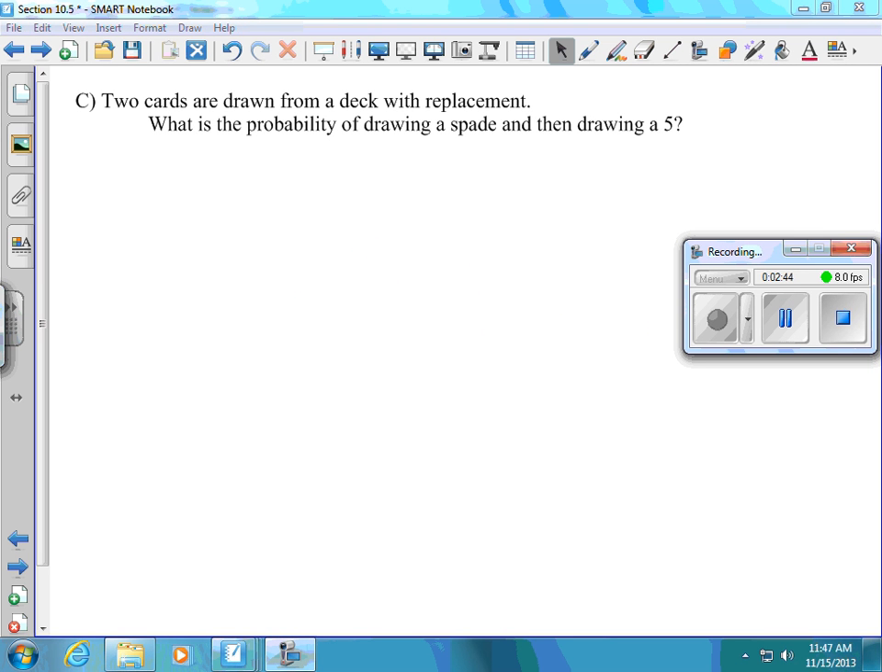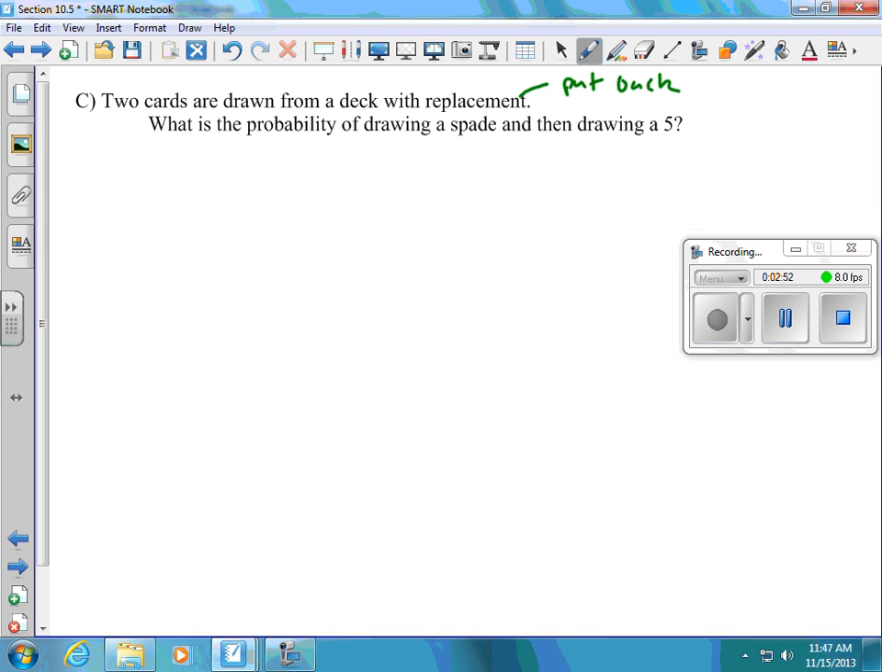Okay, 2 cards are drawn from a deck with replacement. When you see the word with replacement, that means you put it back. What is the probability of drawing a spade and drawing a 5? These are independent events as well, because if you look at the card and then put it back, you still have the same amount of cards you started with.